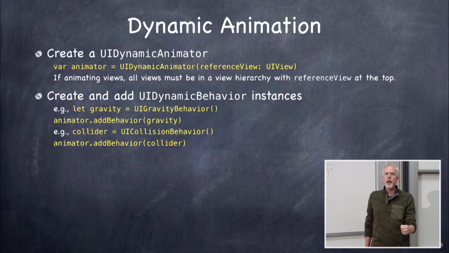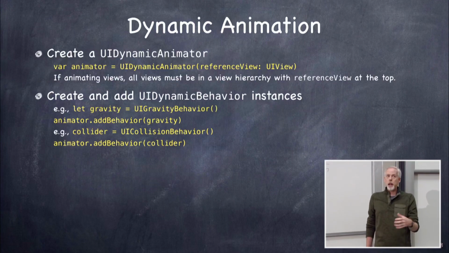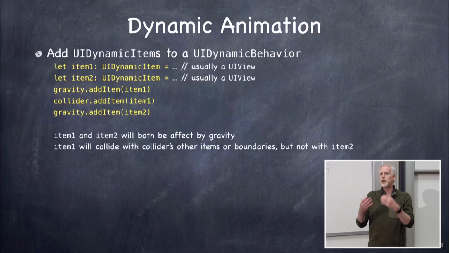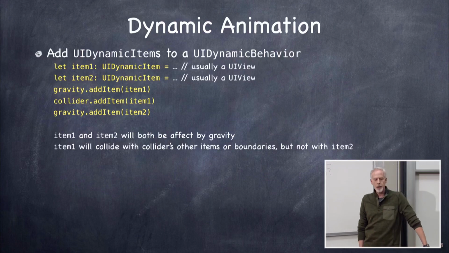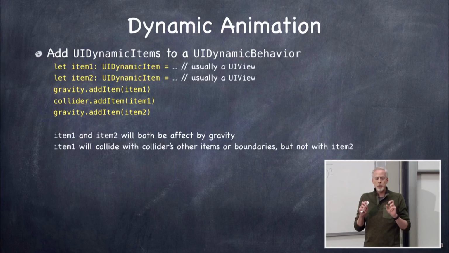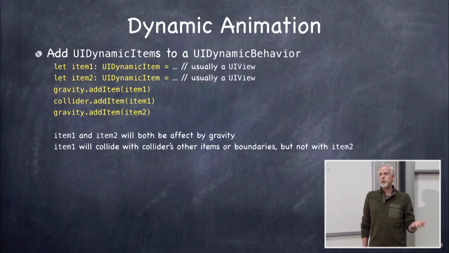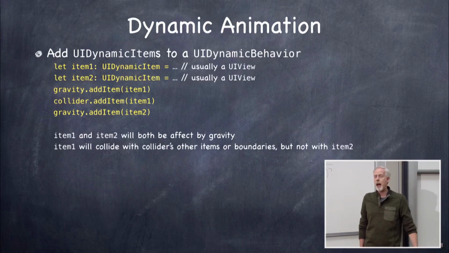Now, as soon as you add that behavior, the animator will start enforcing that behavior, whether it's gravity or collisions or whatever. But there are no items yet being affected by the behaviors, so step 3 is to add items to the behaviors. So it's create an animator, add behaviors to the animator, now add items to the behavior. The instant you add an item to a behavior, it will start being affected by that behavior, assuming it's in an animator. UIViews are the items here, but actually it's any object that implements the protocol UIDynamicItem, which doesn't have to be a view. I'm going to show you that protocol in a second. But UIViews are 99% of the time what we pass as items to these behaviors.